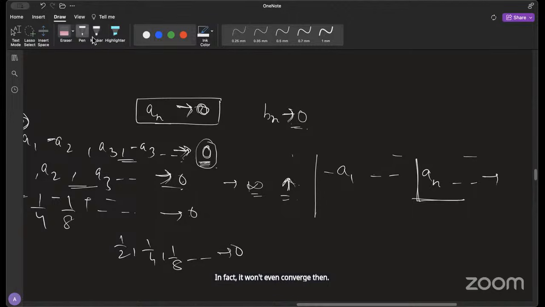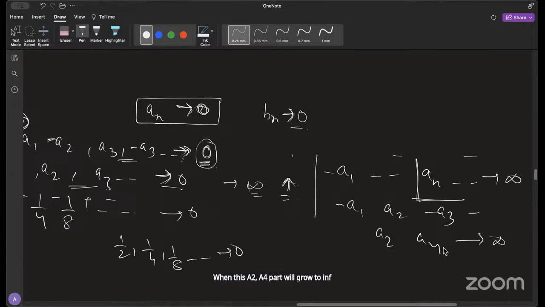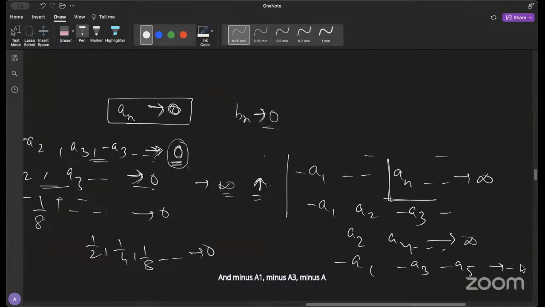Because some part of it will go to, for a simple example, minus A1, A2, minus A3. If you alternate the signs here, then this A2, A4 part will go to infinity, and the minus A1, minus A3, minus A5 part will go to minus infinity, right?